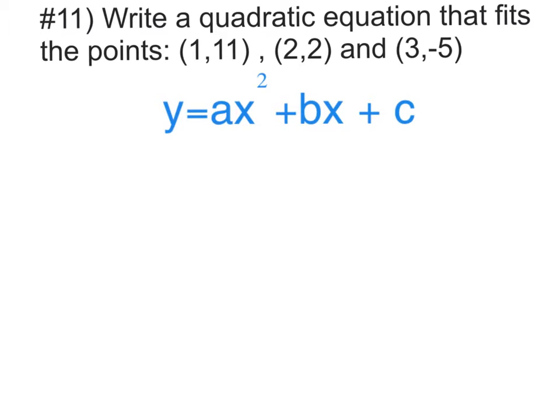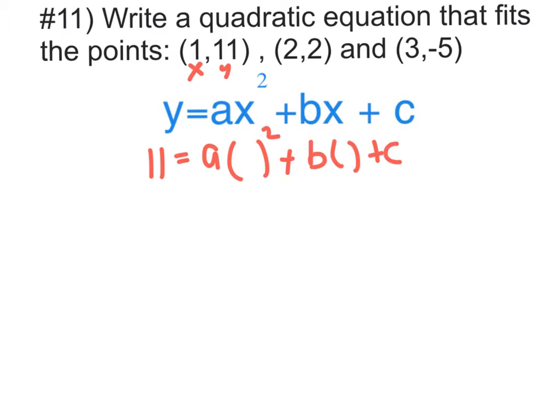What we do have is an x and a y value, an x and a y value, an x and a y value. So what we're going to do is create a 3 by 3 system based on the x and y values. On that first point we have 11 being y equals a times x squared plus b times x plus c, and the x value is 1.